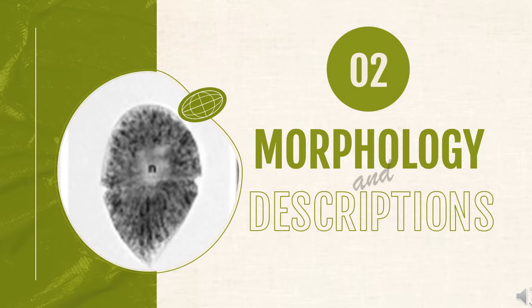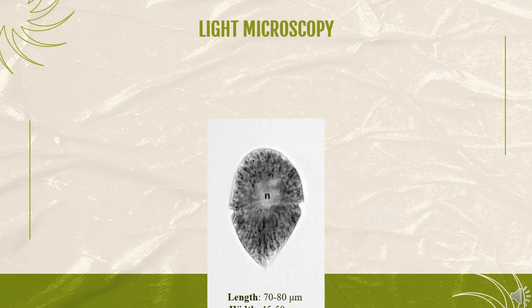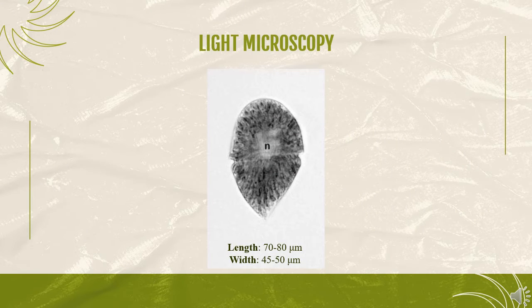Next, we have the morphology and descriptions of Gymnodinium fuscum. In this segment, several images of Gymnodinium fuscum obtained through light microscopy and scanning electron microscopy will be shown. This here is the light microscopy image of Gymnodinium fuscum. Its cell length is typically 70 to 80 micrometers, and its width is usually 45 to 50 micrometers.